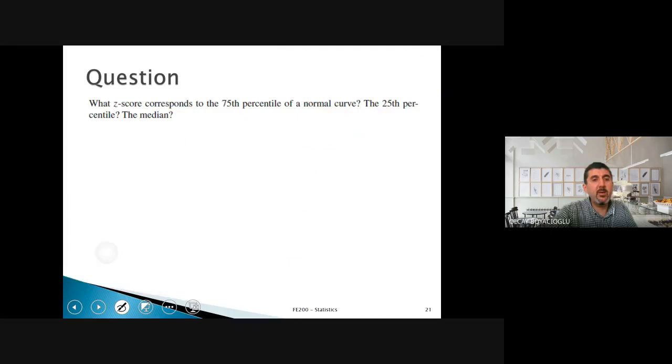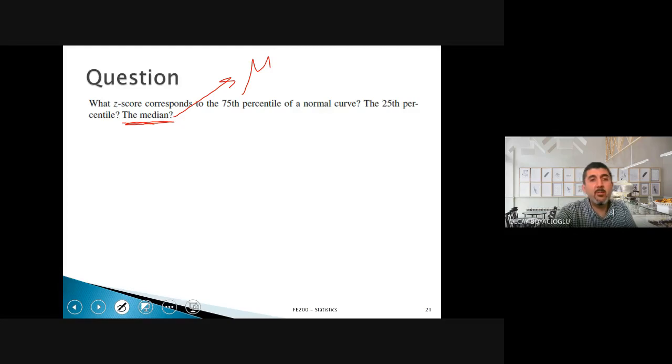Now, let me just erase everything. And now they are asking us, what about the median? What does the median mean? Well, the median is impossible to find out in general, but we know that in this normal distribution, the mean, median, and mode, all three of them are equal. So when they ask us the median, they're asking us the mean, mu.